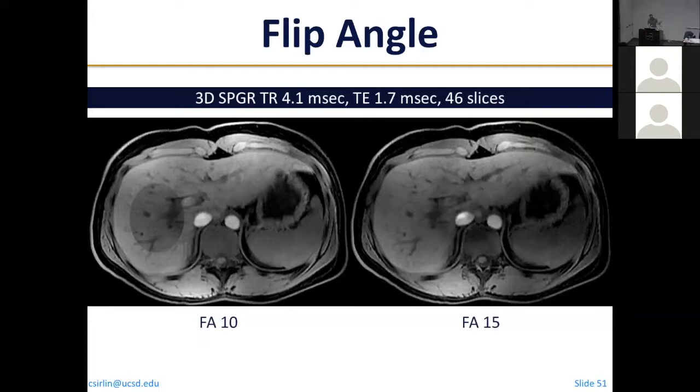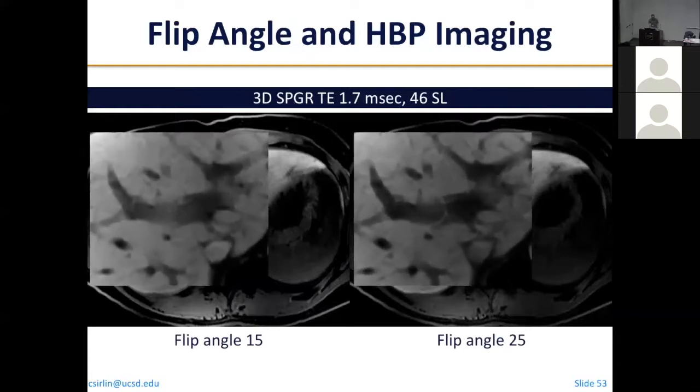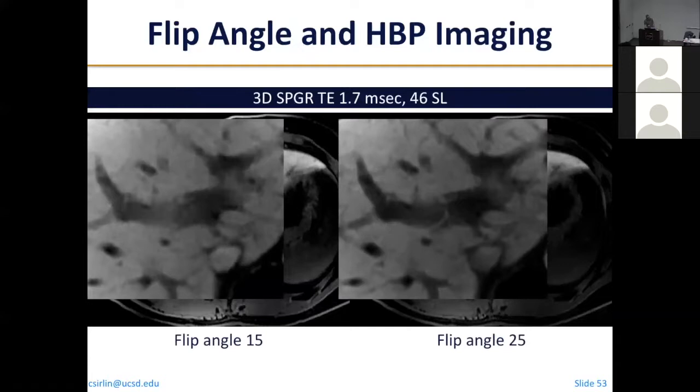The signal to noise also goes up to a certain point and then peaks and then starts to come back down. Now, this is yet one more example of T1 weighting. So here we have two images with an agent, gadolinium, that gets into the bile ducts, flip angle 15 versus flip angle 25. So I hope you can appreciate that with a flip angle of 25, the liver is just a little bit darker here than here.